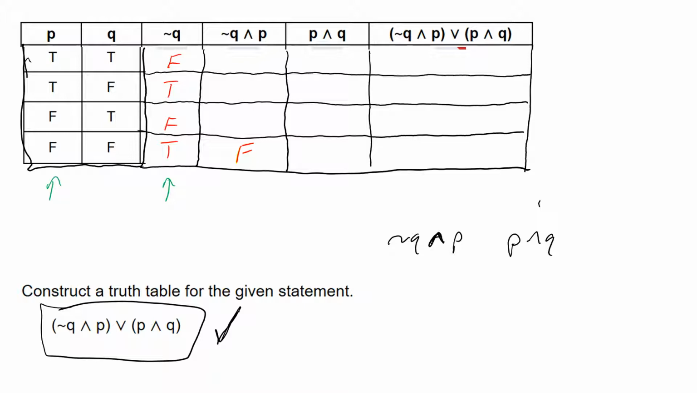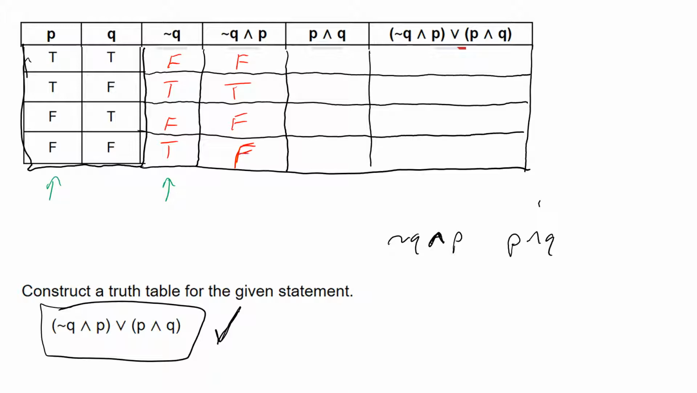So in order for not Q and P to be true, P has to be true and not Q has to be true, which is not the case for the first row because not Q is false. On the next row, P is true and not Q is true, so not Q and P would be true. On the next row, they're actually both false, and so this would be false. And on the last row, P is false and not Q is true, but since they're not both true, this would be false.